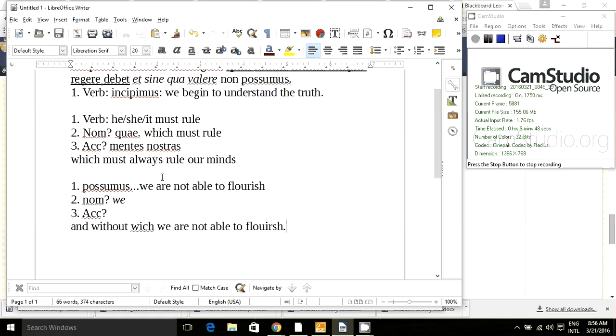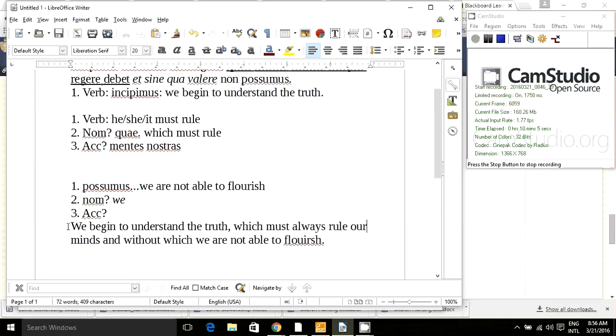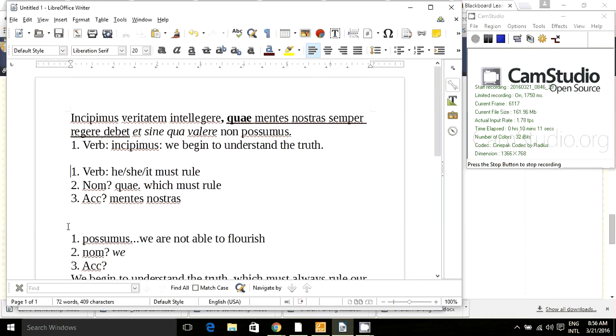So putting it all together. So put this down here, and then at the beginning we had what? We begin to understand the truth, which must always rule our minds and without which we are not able to flourish. So now we need to get into the habit of looking for different clauses and going through our translation steps for each clause. So again, one thing that's going to mark a clause is a relative pronoun, which will usually have a comma. And the other thing that's going to mark a clause is a conjunction like and or but.